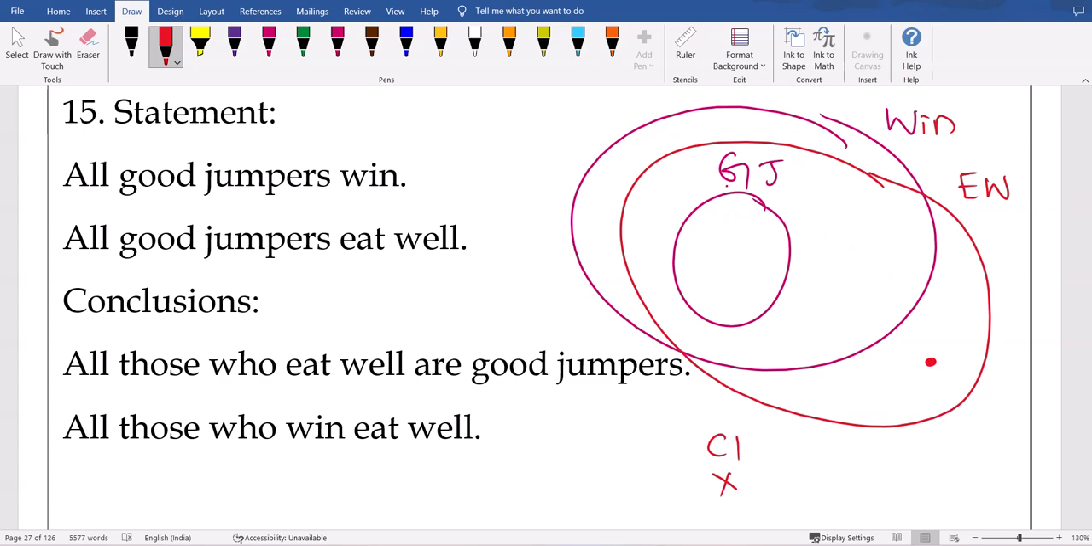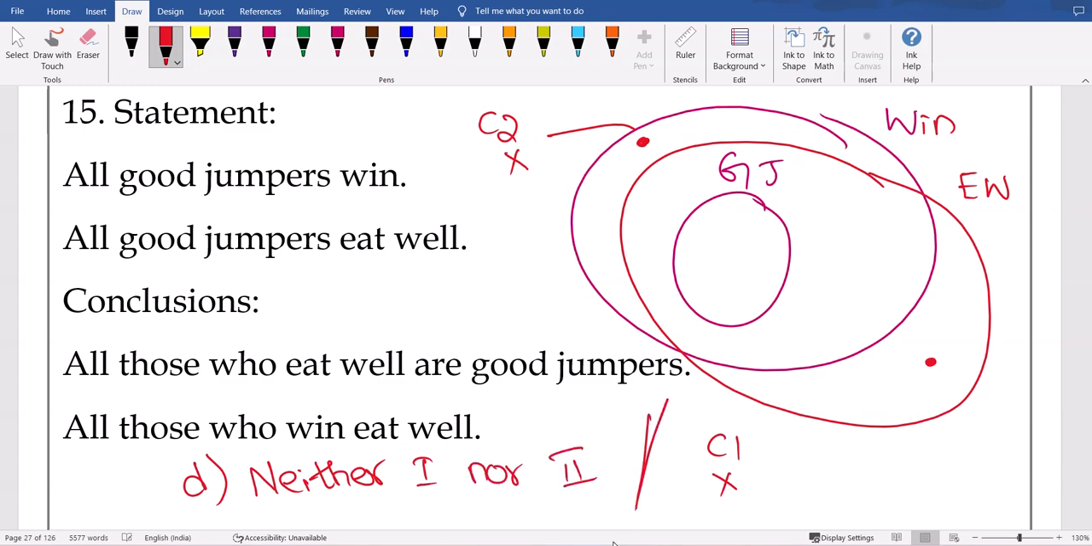Next, all those who win: this is the win area, but not eating well. Second one failed. Both failed in one diagram, neither one nor two. Option D it seems. Neither one nor two follows. See that carefully. All good jumpers will win. All good jumpers eat well. So first one, second one, both failed here.